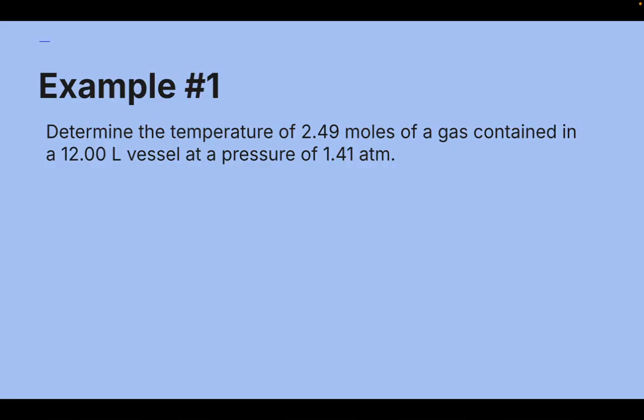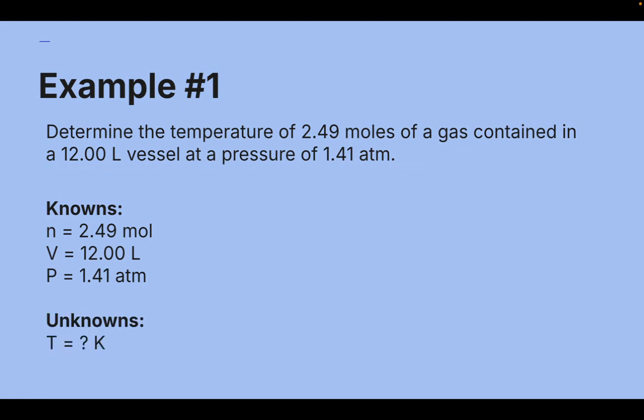So let's look at an example problem. It says to determine the temperature of 2.49 moles of a gas contained in a 12-liter vessel at a pressure of 1.41 atmospheres. Let's pull out our known variables. We have a mole value of 2.49 moles, a volume of 12 liters, a pressure of 1.41 atmospheres, and our unknown is the temperature. We can literally just plug these directly into our ideal gas law.